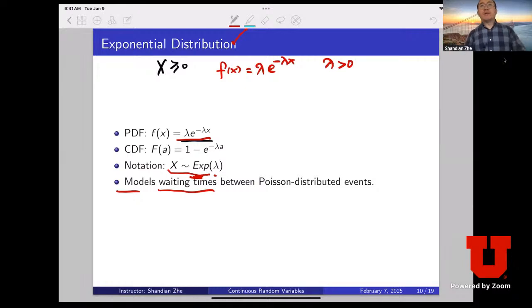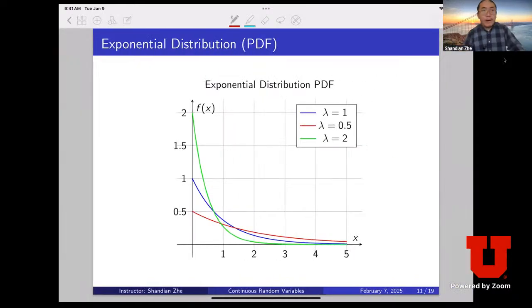Okay. These are the frequent usages of the exponential distribution: waiting time or inter-arrival time between some type of events. Okay, so let's stop here today. We're going to continue introducing those commonly used continuous random variable distributions on Thursday.